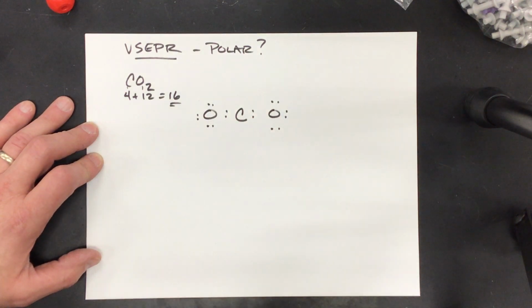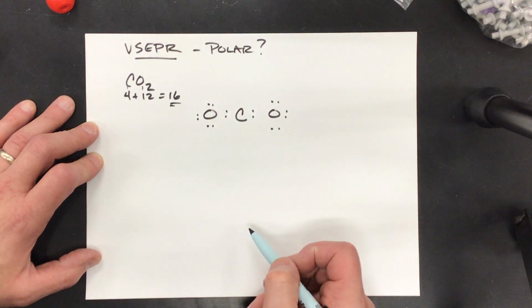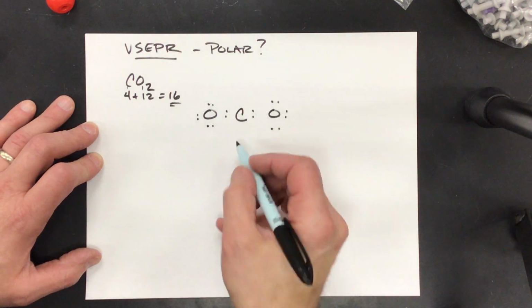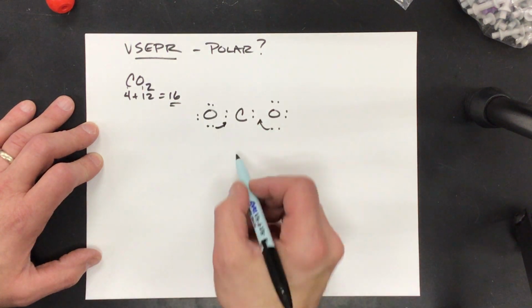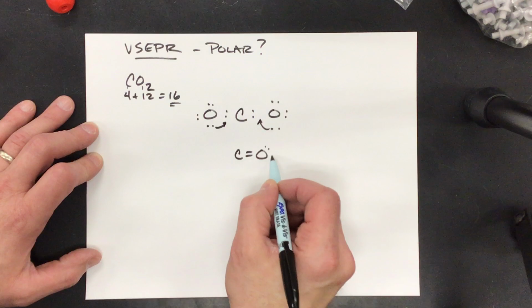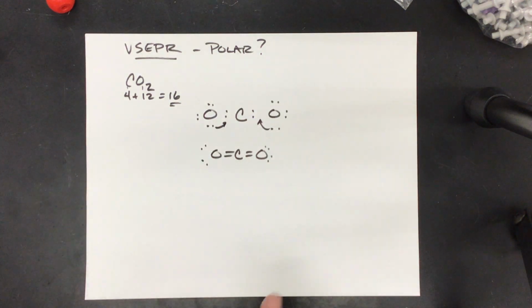Don't get hasty with the double bonds until you're sure that you're going to need them. So because carbon only has 4, we're going to need to get 8. Maybe you recognize the fact that we're going to move 2 pairs from the oxygens, 1 on each, into that central atom. So we'll have a carbon double bonded to an oxygen on each side. Now the question is, is this molecule polar or is it not?